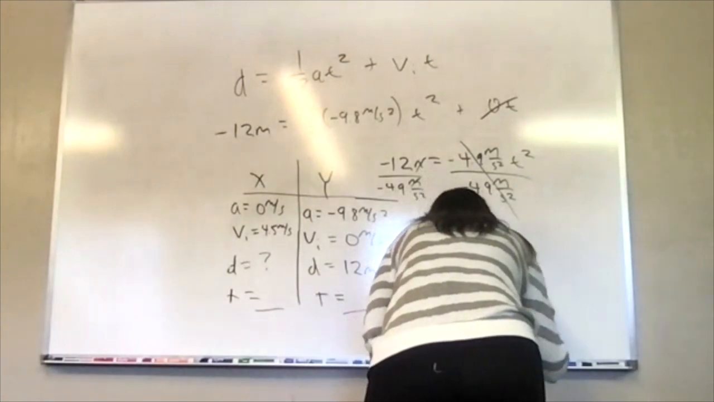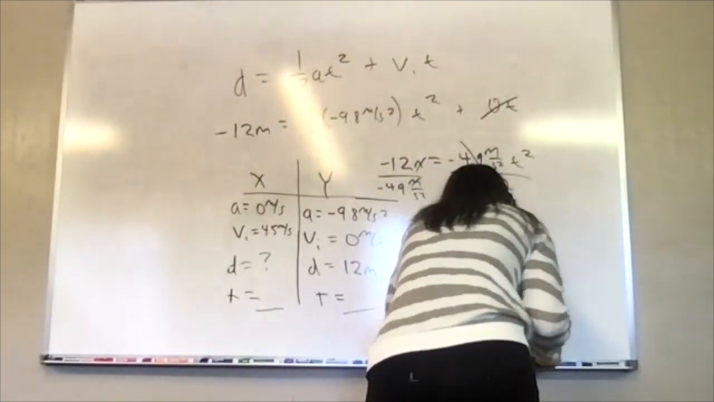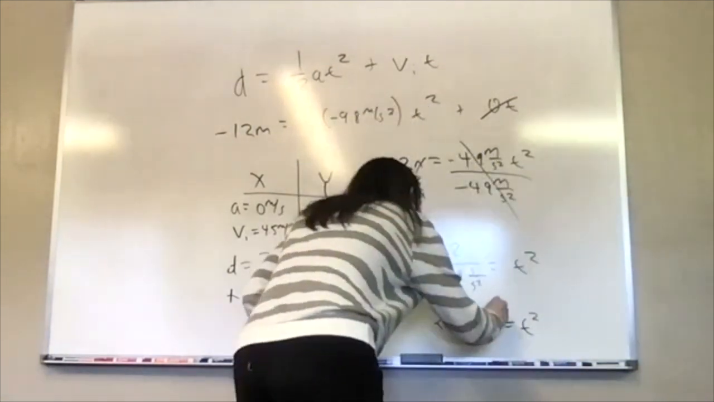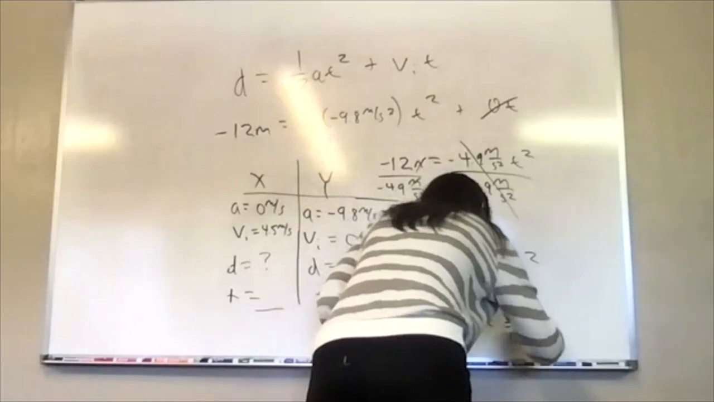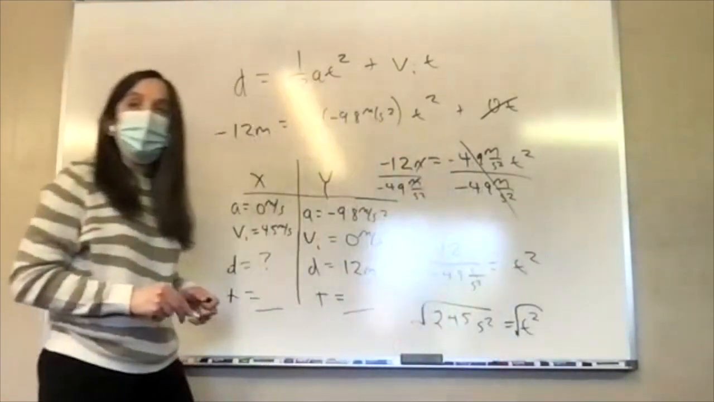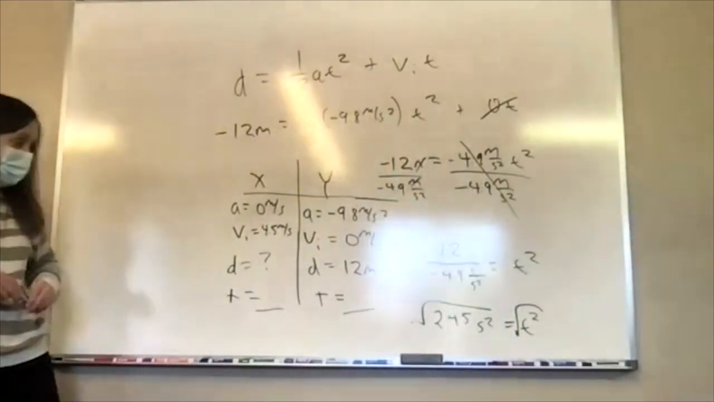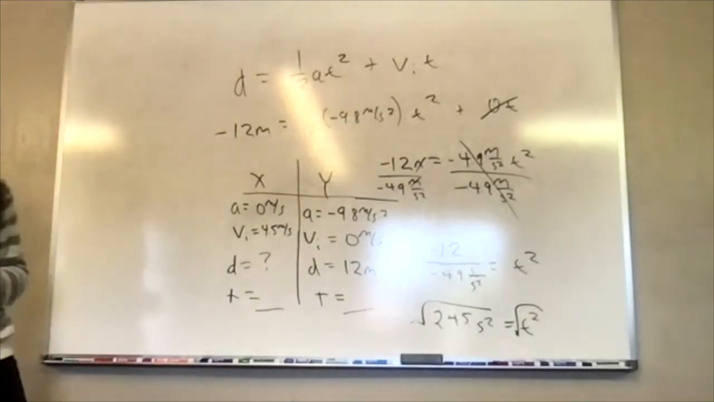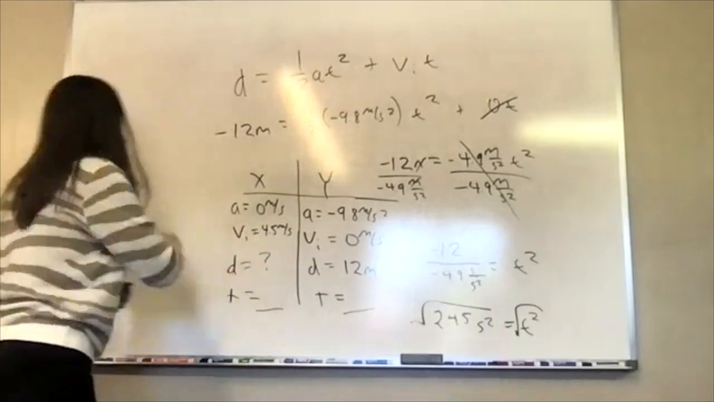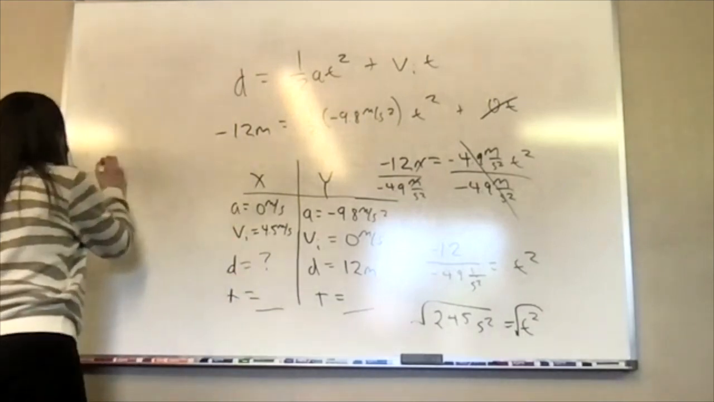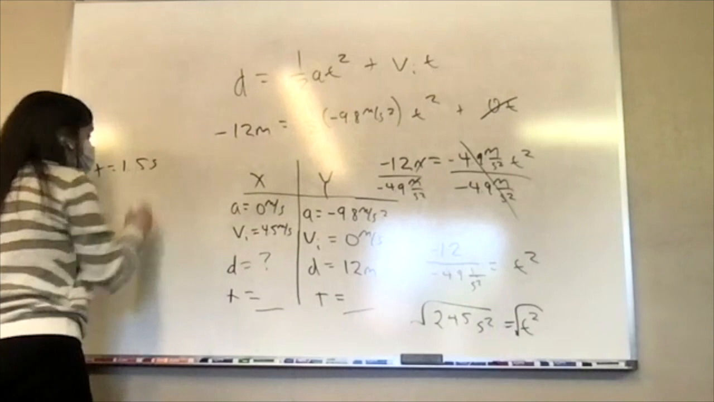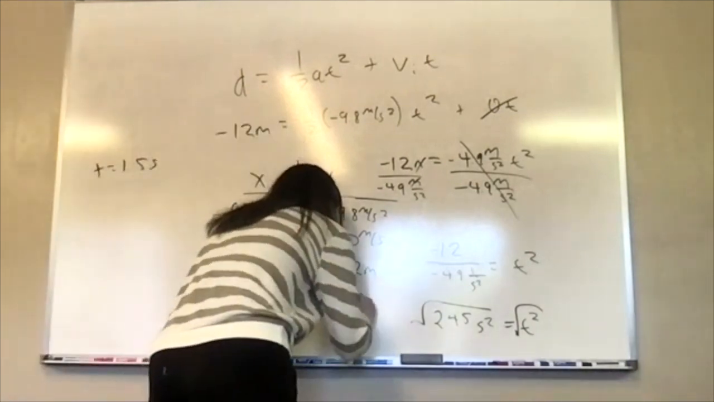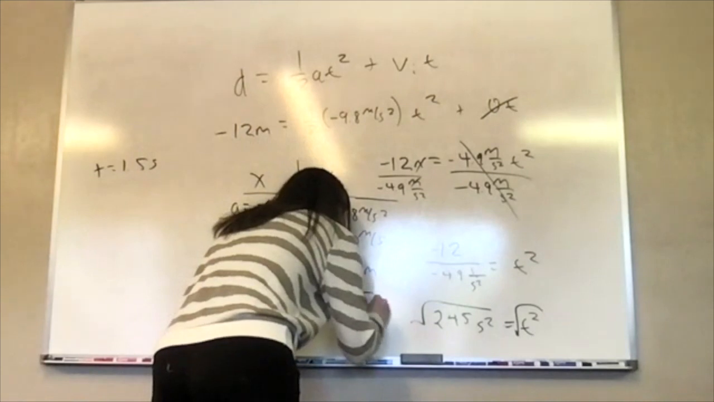So we now have 2.45 seconds squared equals t squared. Square root both sides, and we get time. What does that give us? 1.5. Okay, so time is 1.5. And again, that's good for both dimensions. So we have 1.5 in the y and in the x dimension.